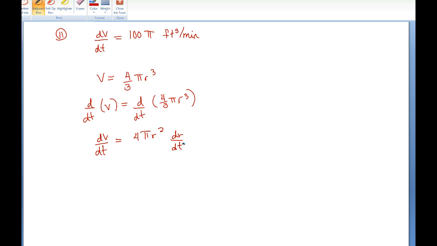Some of you may recognize that 4 pi r squared is the surface area of a sphere. They do relate. It's just like when you take the area of a circle and take the derivative, you get the circumference. Now we plug in what we know. Can you derive that? Yeah, you can.